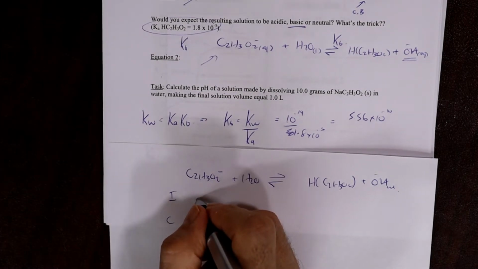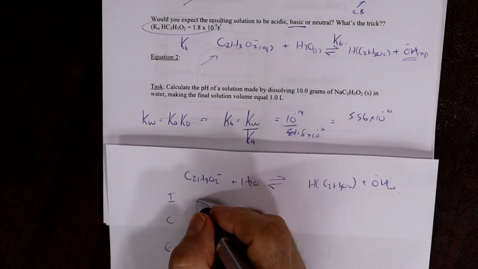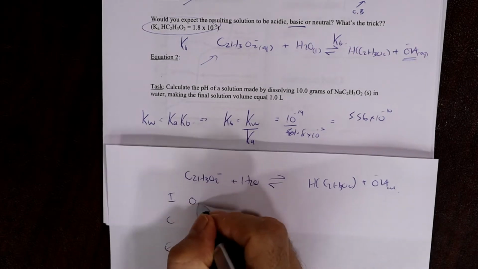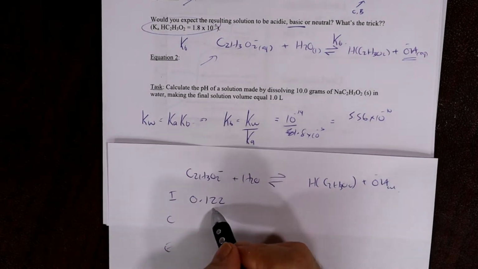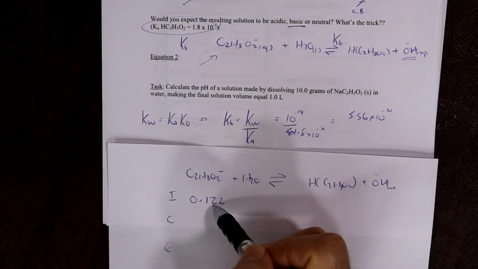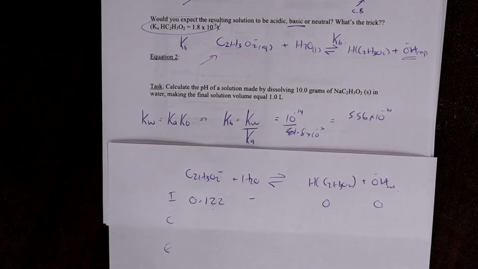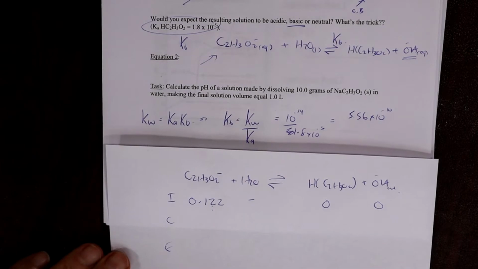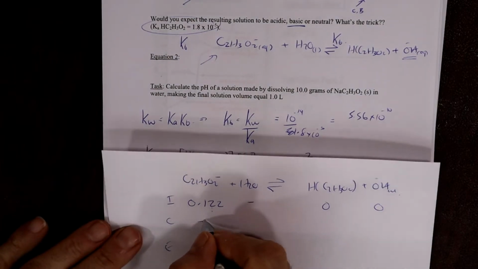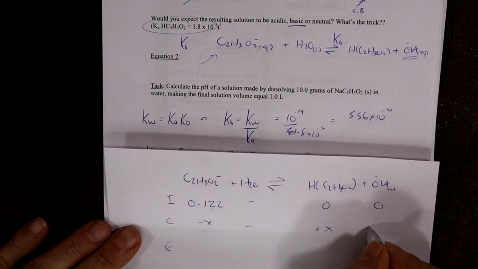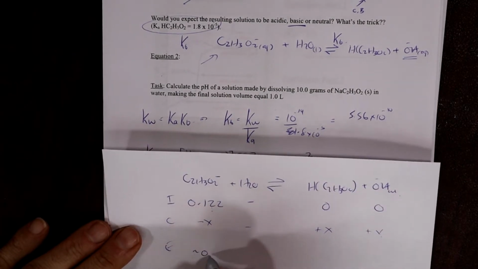Initially, we've got 10 grams, and I'm going to tell you the molecular weight is 82.0 something grams per mole. So you divide that out, you get 0.122 moles, and it's in 1 liter. So it's the same strength, moles per liter. 0, 0. So it's looking very familiar, but it's a base, not a weak acid, right? Then change: minus x, plus x, plus x. Weak base approximation: minus x is the same number because it's the large minus the small. x and x.